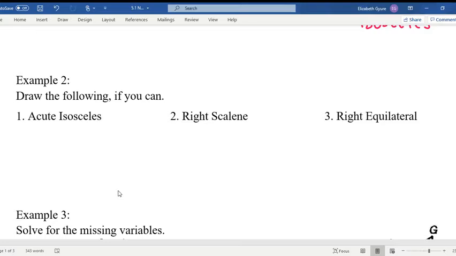Absolutely. Acute just means that all the angles are less than 90, right? And isosceles just means two of the sides are congruent. Do those contradict each other in any way? As long as they don't contradict each other, then it's fine. I would probably draw this like maybe a tall, skinny triangle. Mark your two sides as congruent.